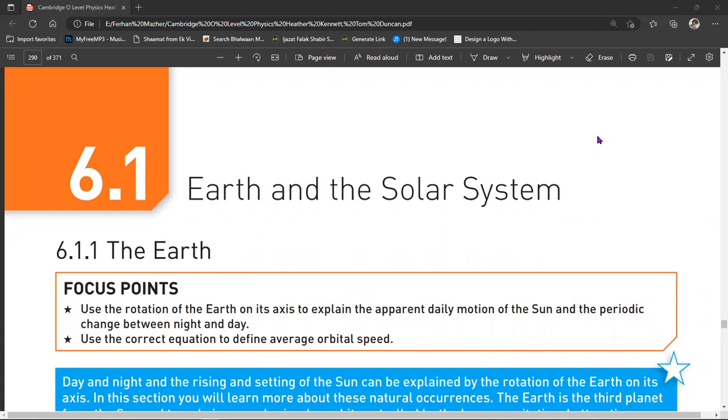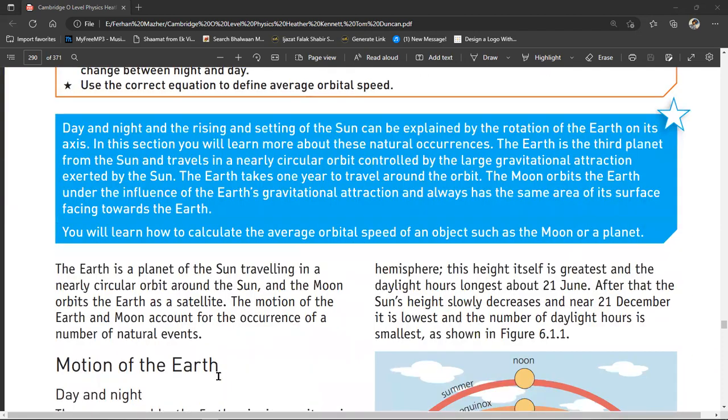So the focus points of today's video will be: use the rotation of the Earth on its axis to explain the apparent daily motion of the sun and the periodic change between night and day. Use the correct equation to define average orbital speed. Day and night and the rising and setting of the sun can be explained by the rotation of the Earth on its axis. In this section, you will learn more about these natural occurrences.